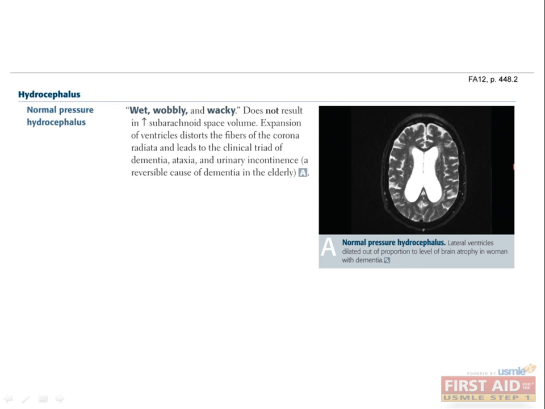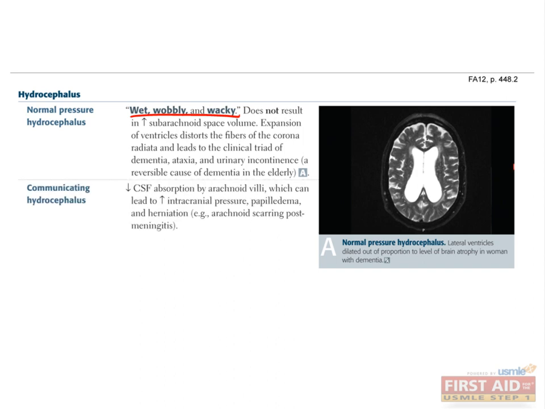Patients present with the classic triad of symptoms: urinary incontinence, dementia, and gait ataxia, which you may remember as wet, wobbly, and wacky. It's important to diagnose, as it is a reversible cause of dementia in the elderly. Communicating hydrocephalus is caused by impaired CSF absorption or excessive CSF production. There is no obstruction within the ventricular system itself, hence everything communicates.